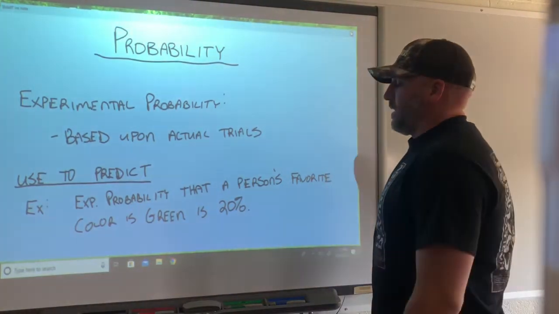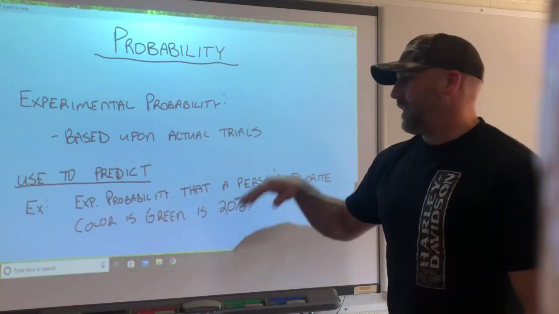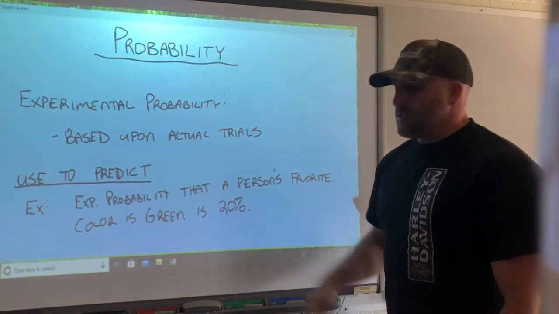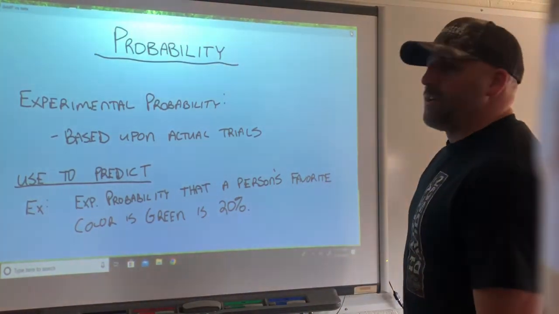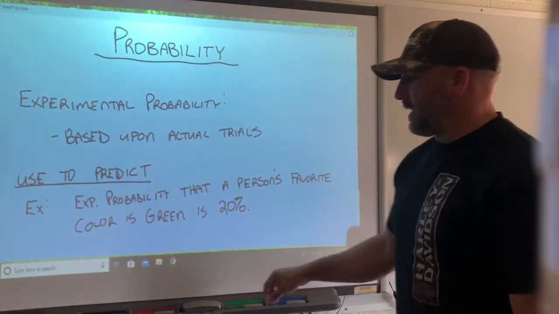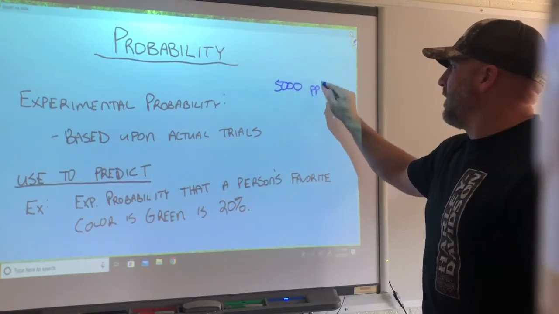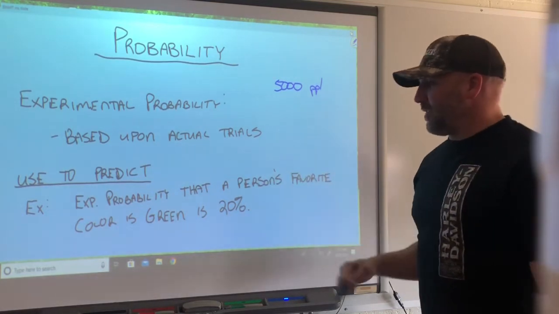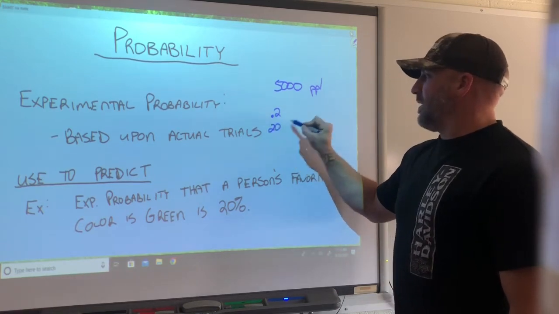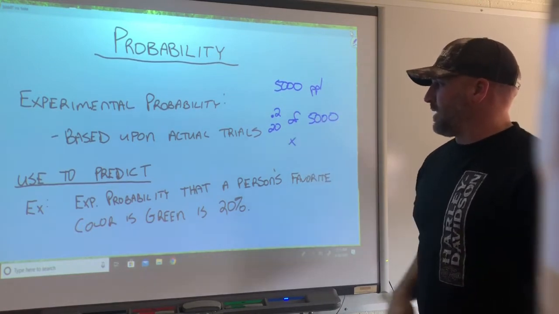We could use that to say, okay, based upon this experimental probability, if everyone were asked, it would be a 20% chance their favorite color was green. So if I were to ask everybody in Johnstown, 5,000 people, I'm making that up right now, how many would say green? Well, then it's 20% or 0.2 of 5,000.